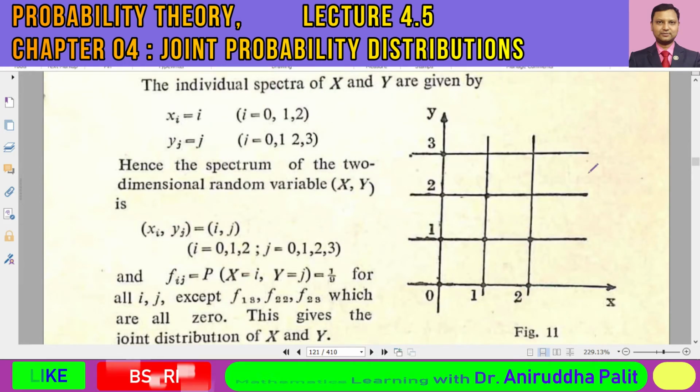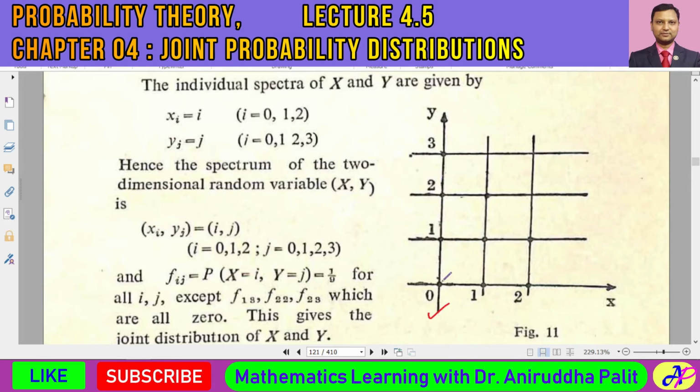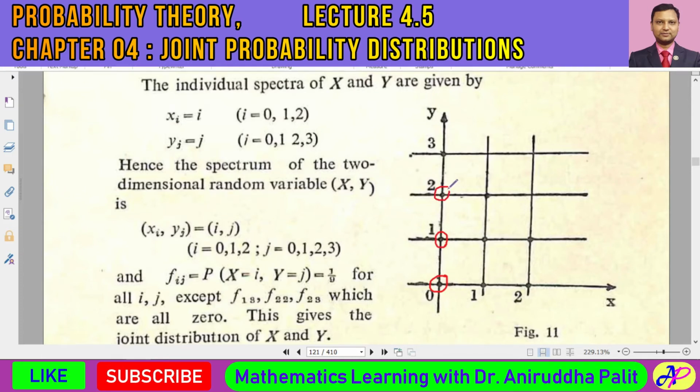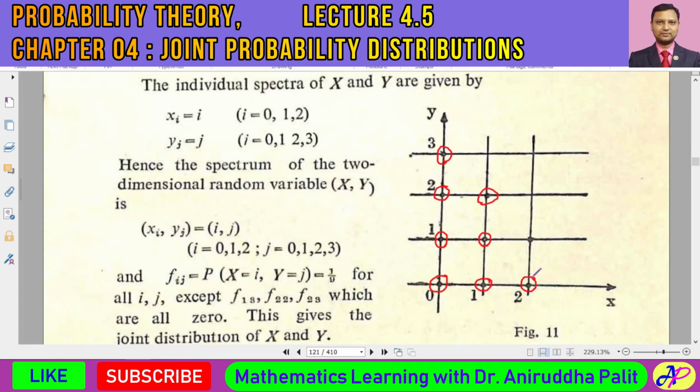The fact was that we had 9 points. For x equal to 0, we had y equal to 0, y equal to 1, y equal to 2, and then y equal to 3. Next, for x equal to 1, we had y equal to 0, y equal to 1, and y equal to 2. And for x equal to 2, we had y equal to 1 and y equal to 2. So at these 9 points, 4 plus 3 plus 2, the value of the density function is 1 by 9.